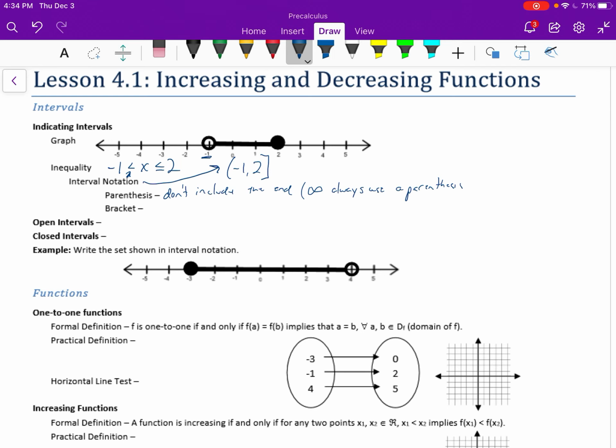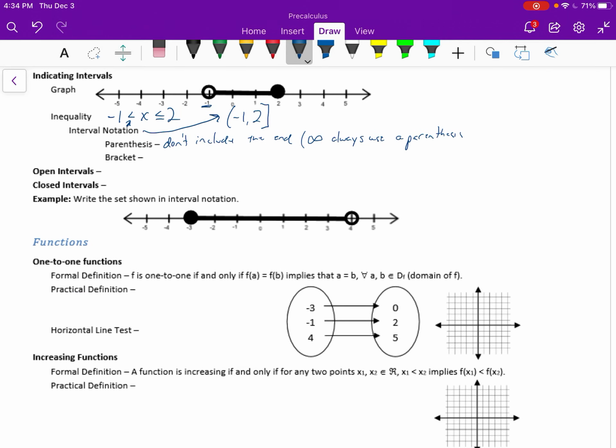we can do that for domain and range, increasing and decreasing functions. But in our case up here, we did not include -1, so we used a parenthesis, and a bracket does include the endpoint. Open intervals are intervals that don't include either endpoint. And then closed intervals include both endpoints. So, easy enough.